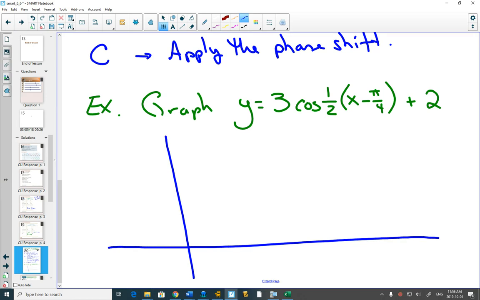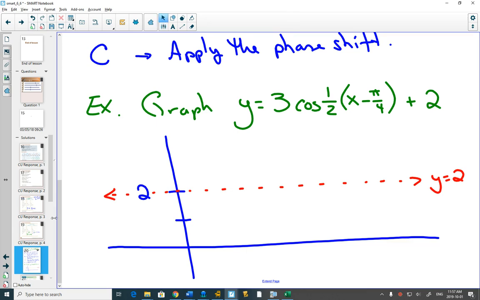Step 1 is your d value. Your d value is 2. So you go onto your graph, and at 2, draw and label your sinusoidal axis. I'm just going to write above here DAB-C, and as we work through things, that's all you have to do for the d value. Done. Next, A, amplitude.